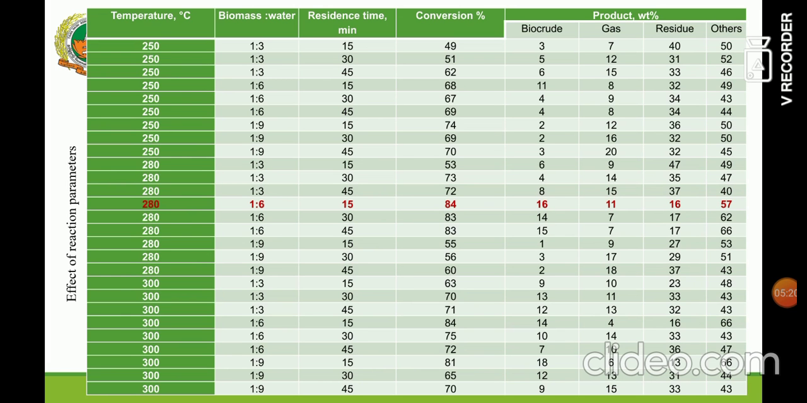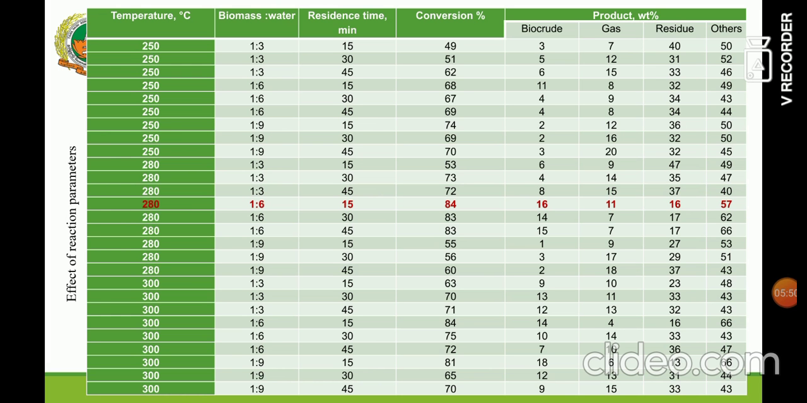So the optimum temperature obtained for this conversion, to yield higher biooil or biocrude yield, was found to be 280 degrees centigrade. The thermal studies also covered a variation from 250 to 300 degrees centigrade with residence times of 15, 30 and 45 minutes. The effect of biomass to water ratio, that is 1 is to 3, 1 is to 6, 1 is to 9 and 1 is to 12, was also studied and optimized.